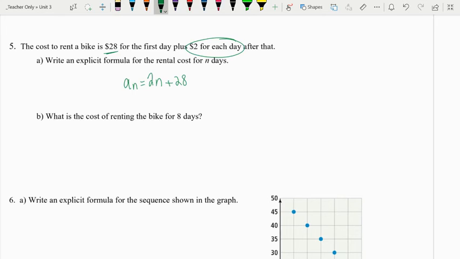What's the cost for renting a bike for 8 days? So we're going to plug in 8 for n. So we get 12 plus 28. Oh my gosh, I did it again. Apparently 12 and 16 are the same number to me today. So at least I wrote it right. 16 plus 28 gives me 44. So it would cost $44.